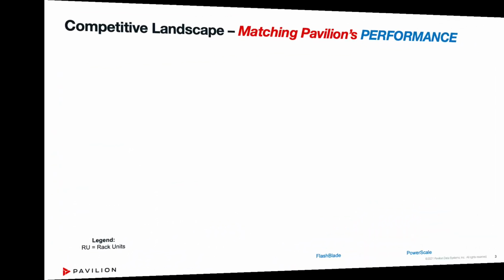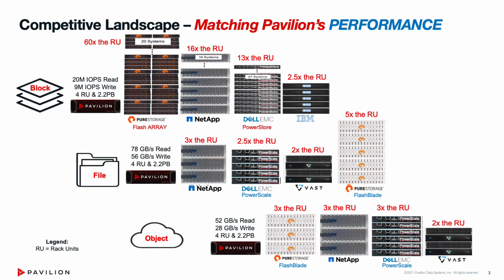Now let's change that lens to looking at the competition to match Pavilion's performance. Pavilion delivers 20 million IOPS in block and 9 million IOPS in write for block in those 4 rack units. The equivalent for Pure Storage would be 60 times Pavilion's rack units. NetApp, 16 times Pavilion's rack units. Dell EMC with PowerStore, 13 times the rack units. IBM, 2.5 times the rack units.